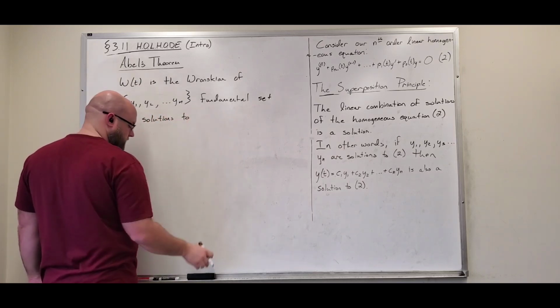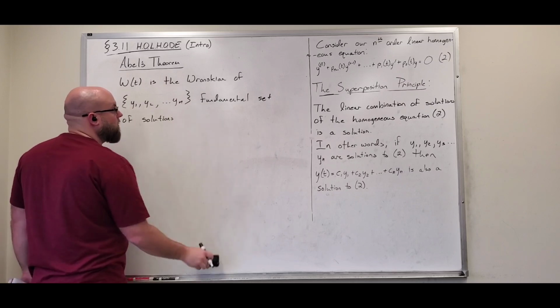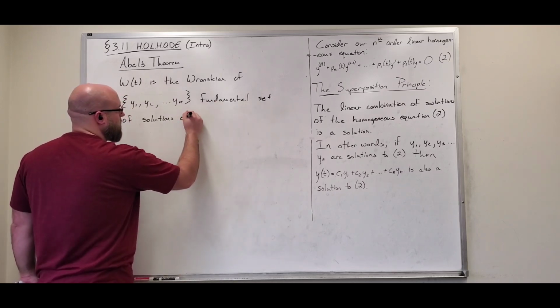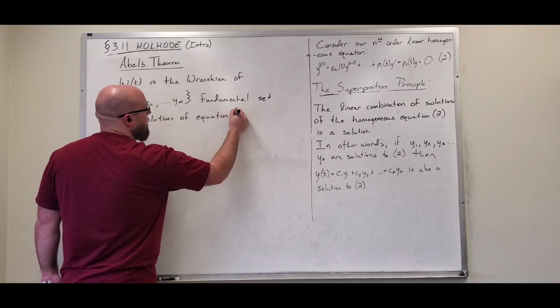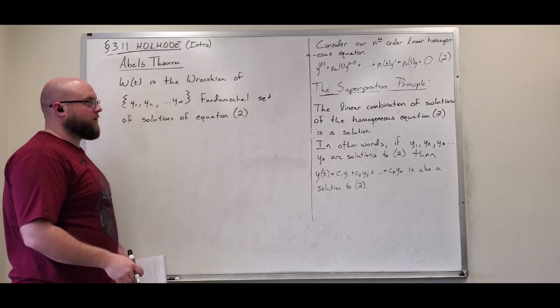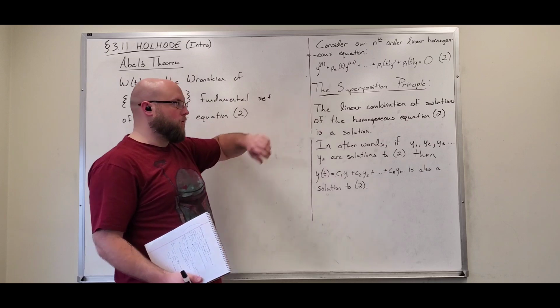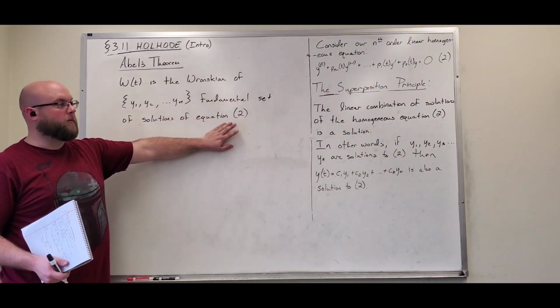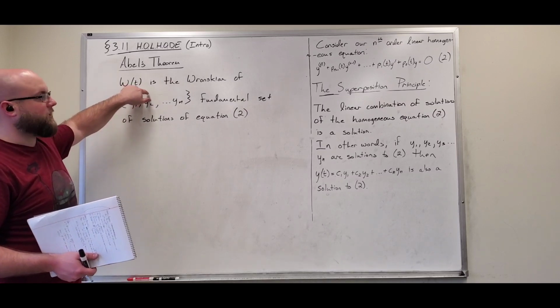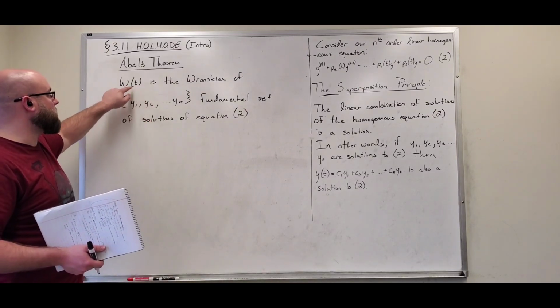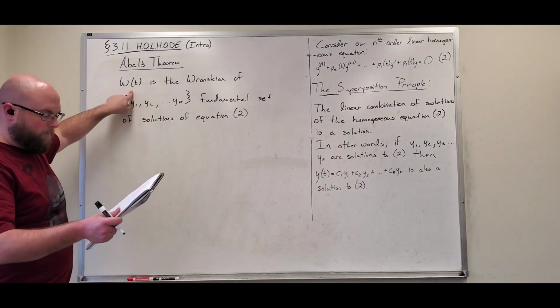Of, let's say, equation 2. Again, referring back to our equation there, that's why I didn't erase this side of the board just yet, because I'm going to refer to it a couple more times. So again, the W sub t is the Wronskian, so this means since it is from a fundamental set, the Wronskian is not equal to 0.